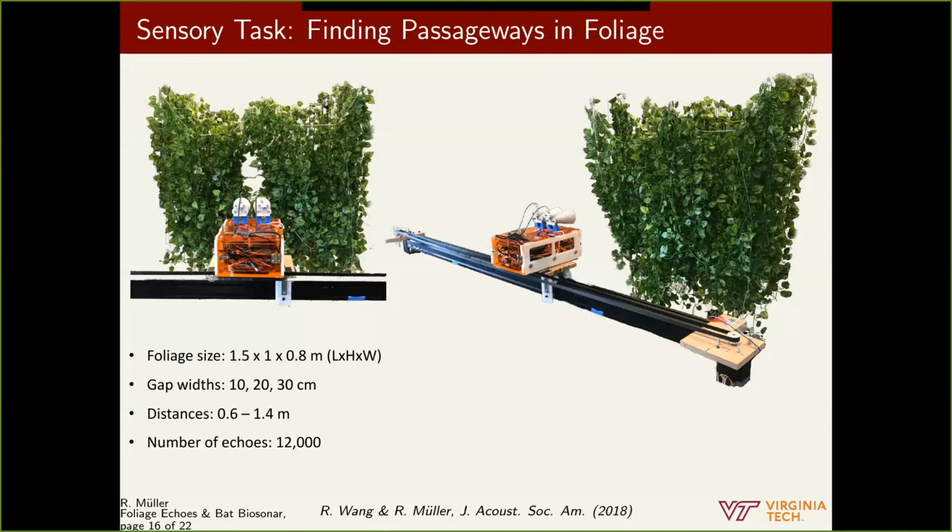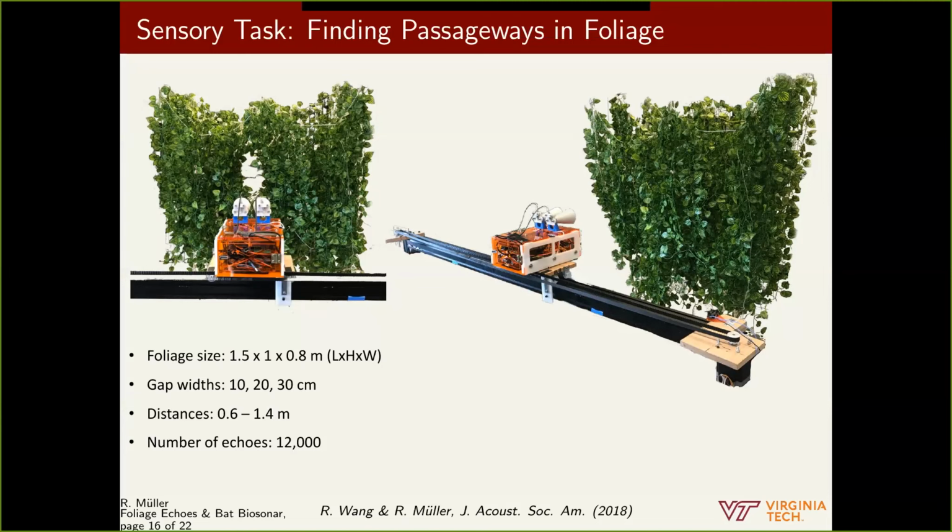Yes. Okay, so I talked a lot about difficulties. Mike talked a lot about difficulties. So it's maybe good to end on a high note and show you two things that we have been able to do with natural target echoes. The first is the problem of finding a gap in foliage.